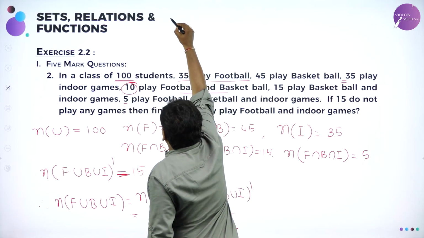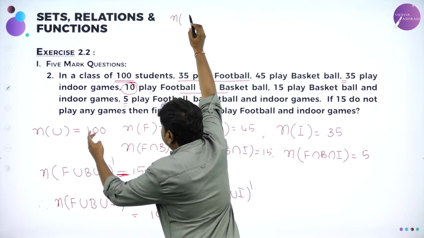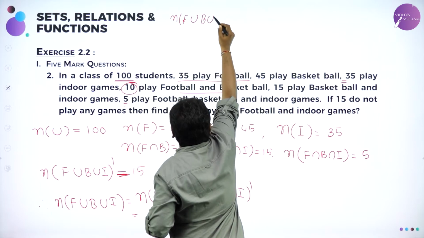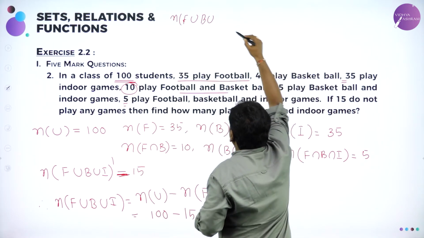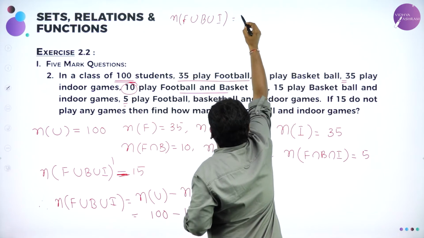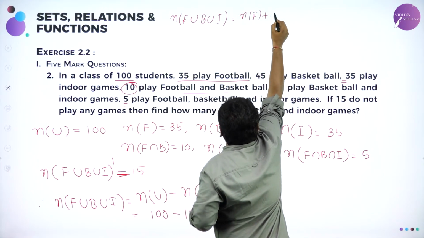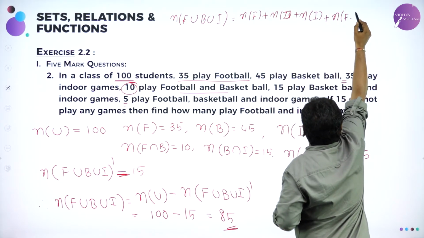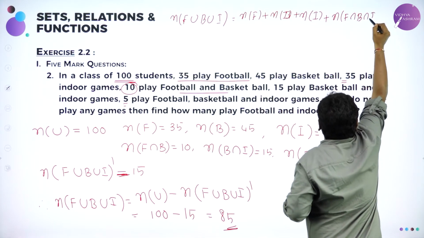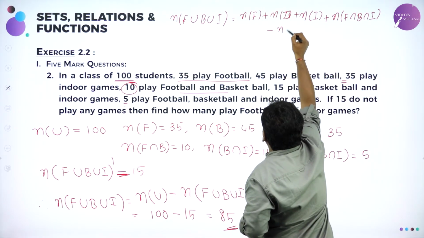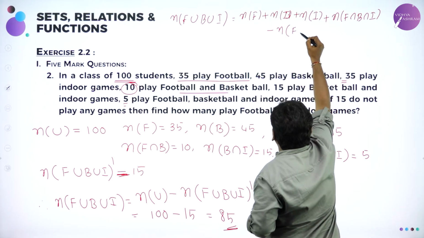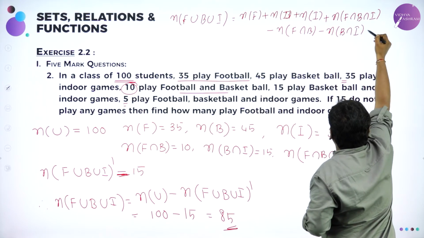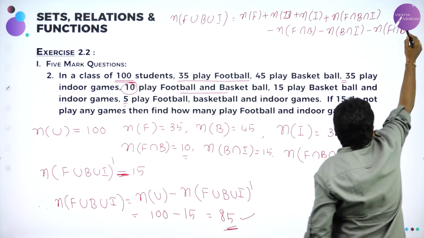So we have a formula, n of... what are the three sets we have? Football union, basketball union, and what is the other game? Football, basketball, indoor games. n of F union B union I is equal to n of F plus n of B plus n of I plus n of F intersection B intersection I, and remove 2: minus n of F intersection B, minus n of B intersection I, minus n of F intersection I.